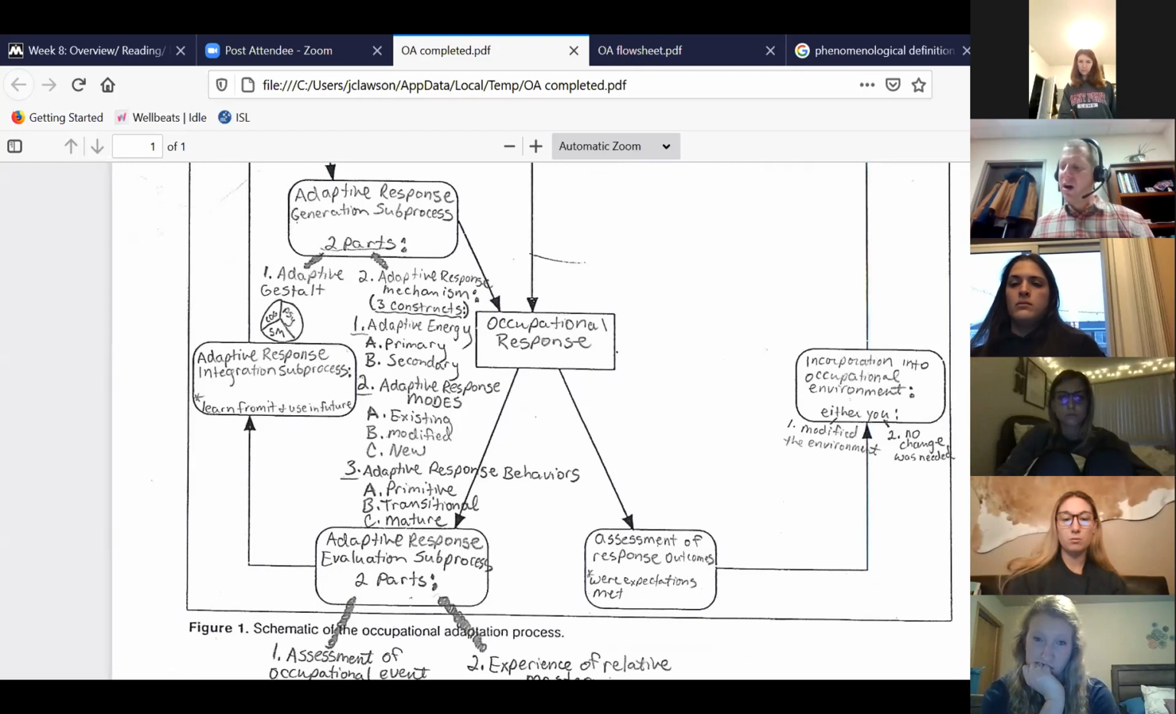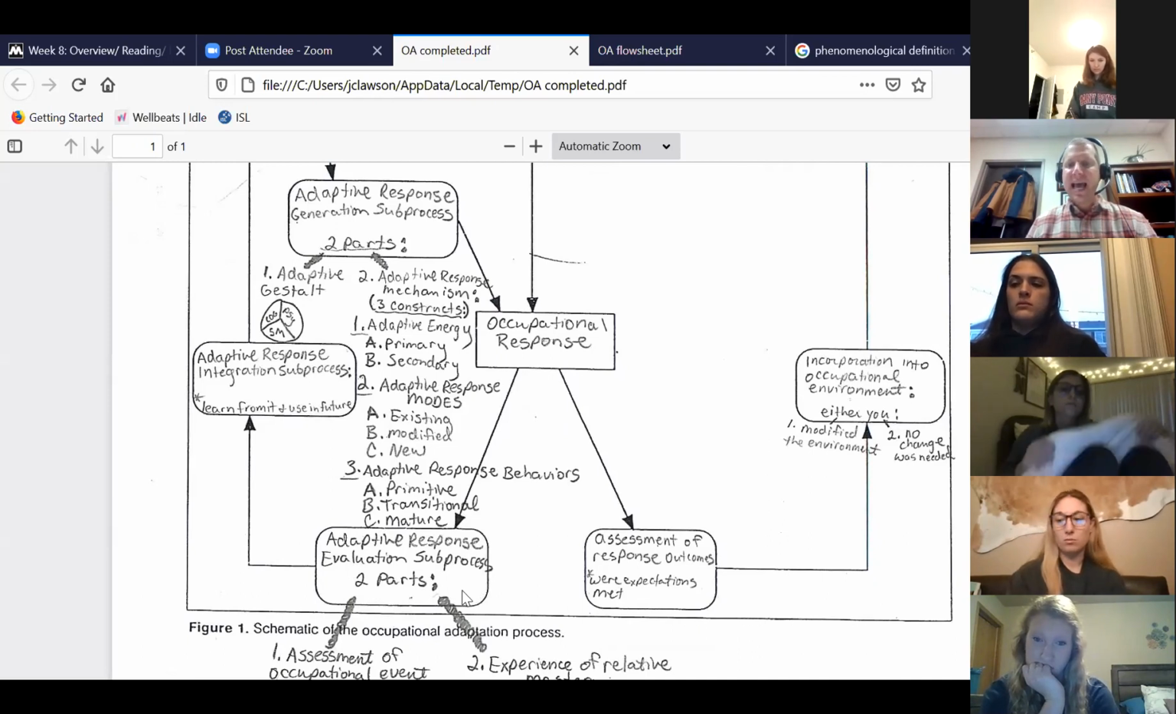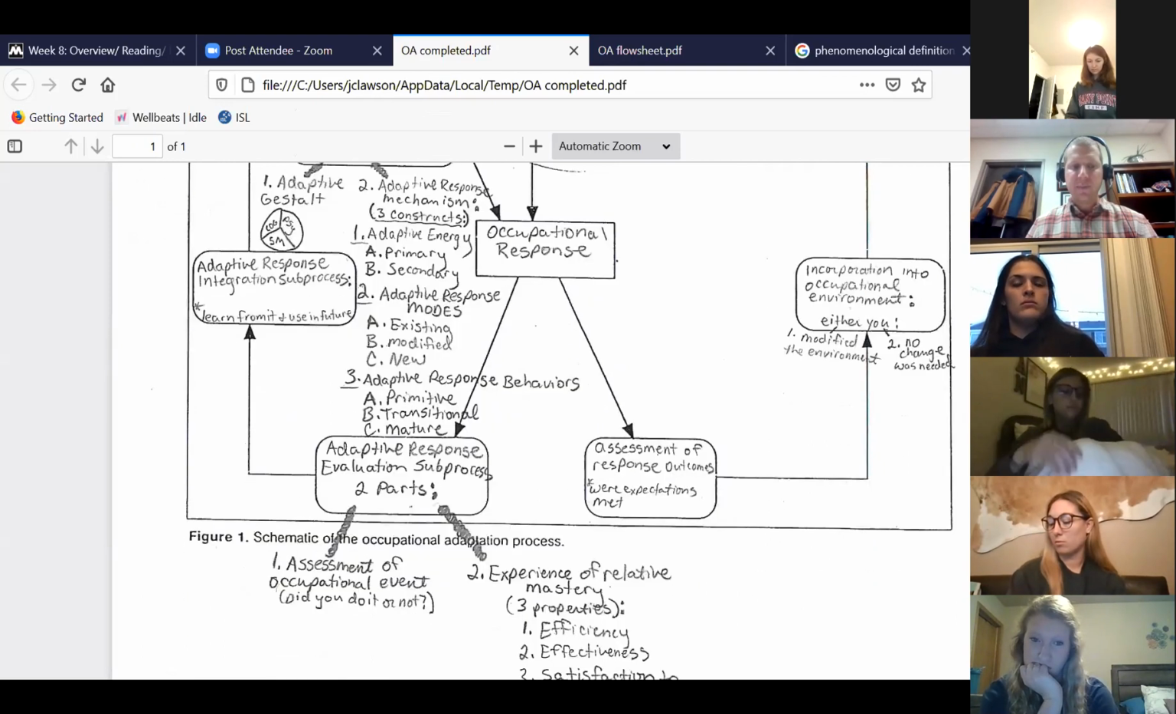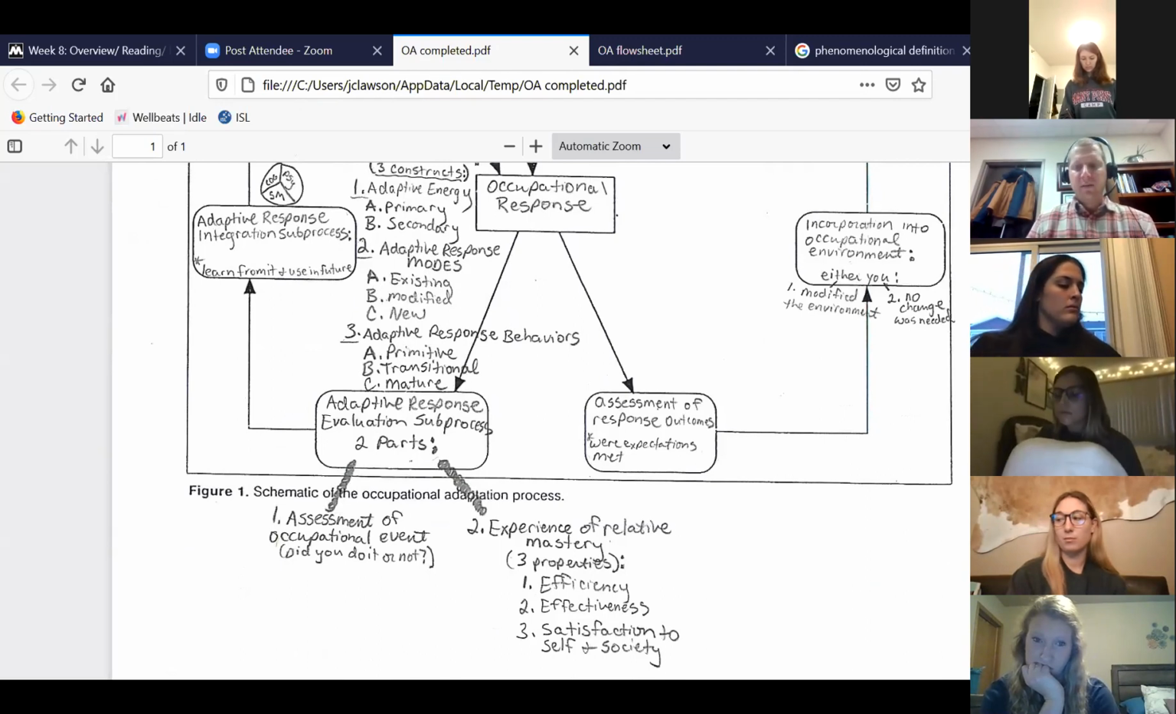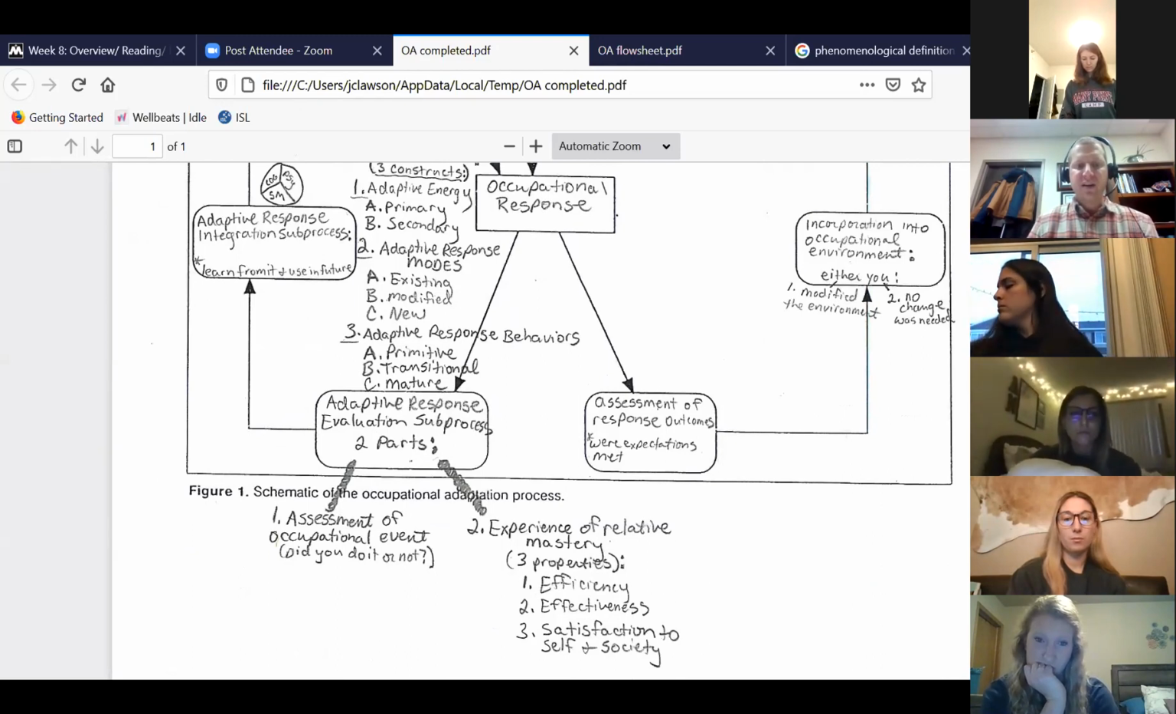Okay, next we're going to be talking about our evaluation response subprocess. So this one right here, adaptive response evaluation subprocess. And again, there are two parts. The two parts are really simple. Okay, and so I'll just kind of show them here. One, did you do it? Did you complete your occupation? Okay, did you finish it? Yes or no? The other part is the experience of relative mastery.